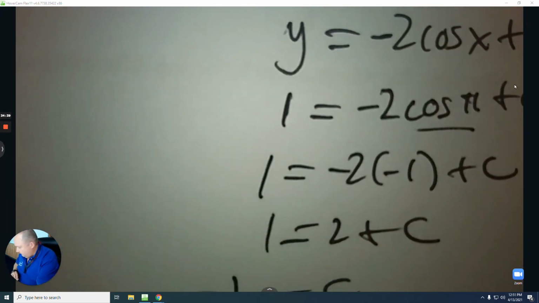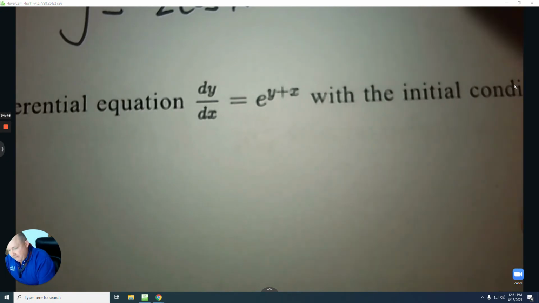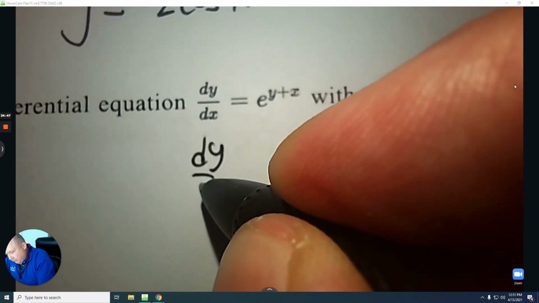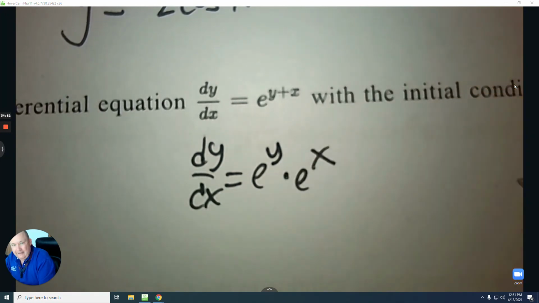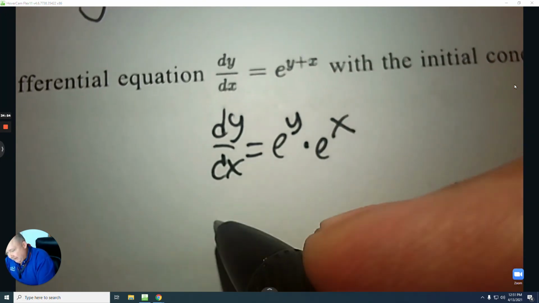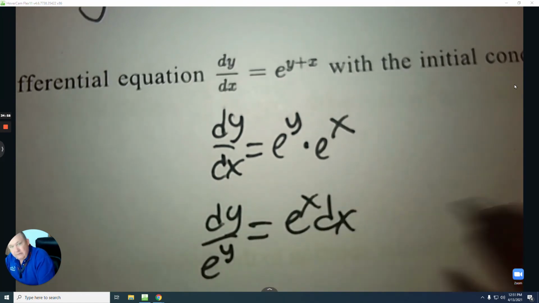27. Which of the following is a solution to this? So again, can you solve a differential equation? So let's start with this part first. Separate the variables. So here I need to know exponent rules. So I'm going to go e to the y times e to the x so I can separate them. So when I divide by e to the y and multiply by dx, this is what I get.